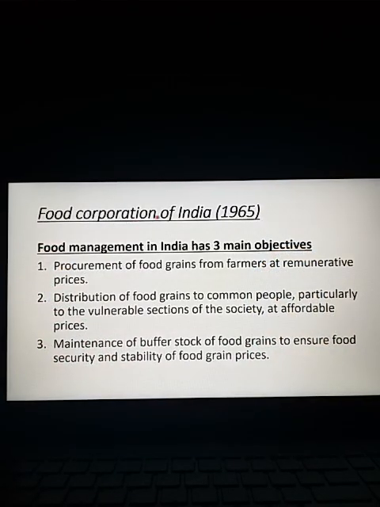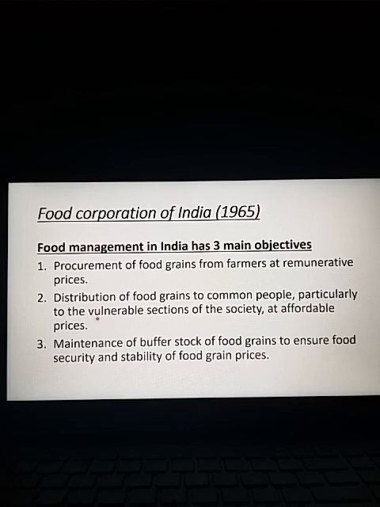This Food Corporation of India, which was established in 1965, has mainly three objectives. The very first, procurement of food grains from farmers at remunerative prices. When I say remunerative prices, I mean proper prices which are sufficient and income yielding to the farmers. Second, distribution of food grains to common people, particularly to the vulnerable sections of society.